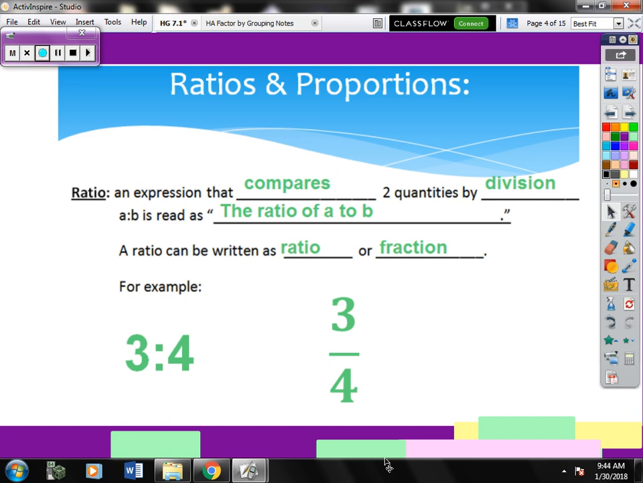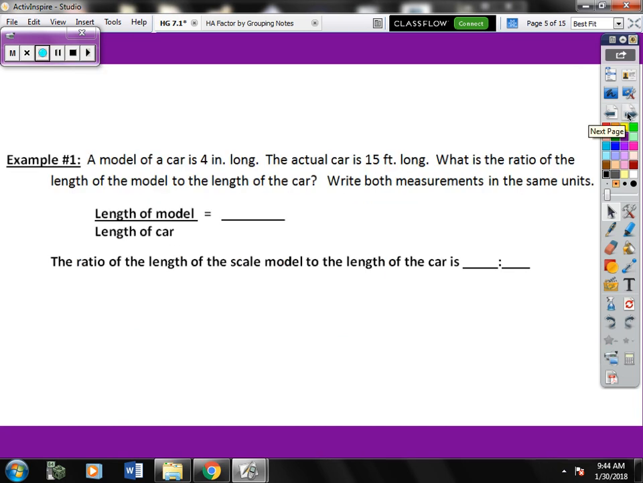So the first one asks us to write a ratio based on the word description. So a model car is 4 inches long. The actual car is 15 feet long. Before I move any further, what do I notice as a problem with those two statements? Noah? Different units. Good, they have different units. In order for you to write a ratio, they must have the same units.